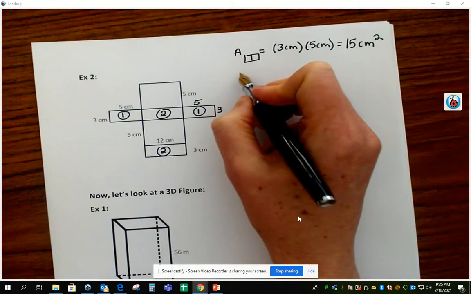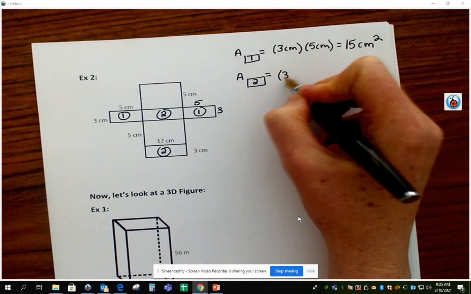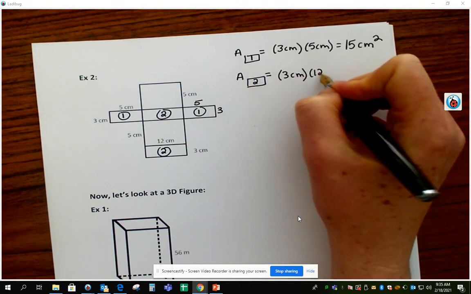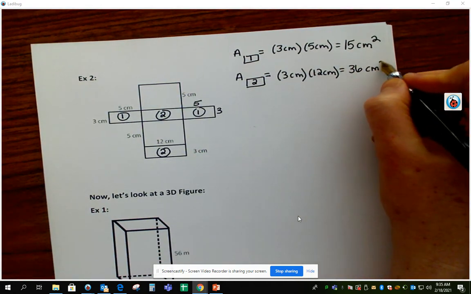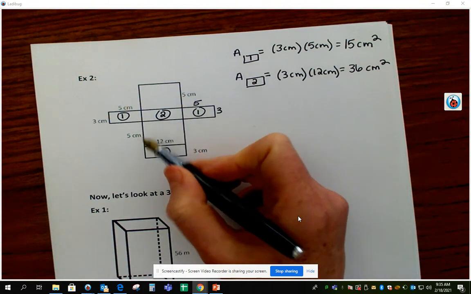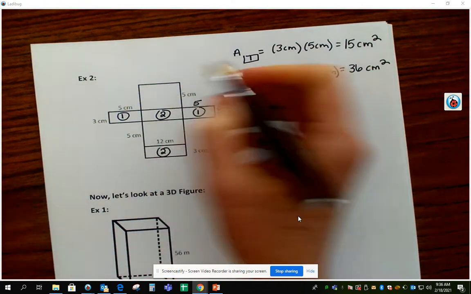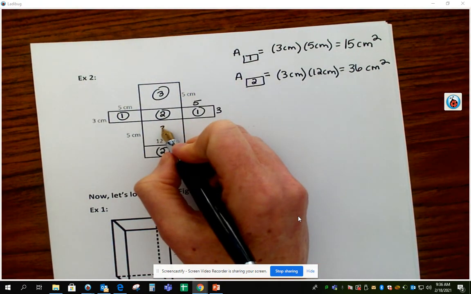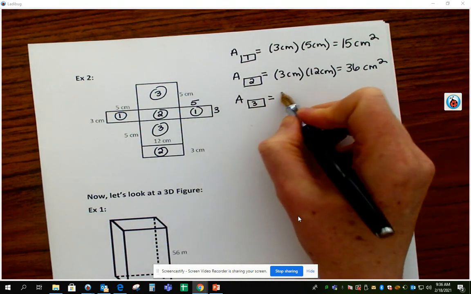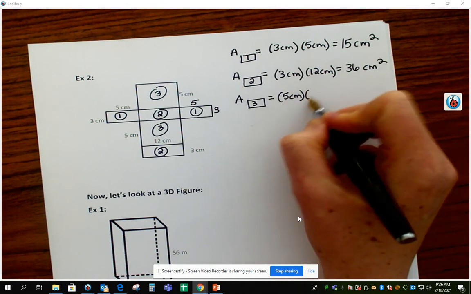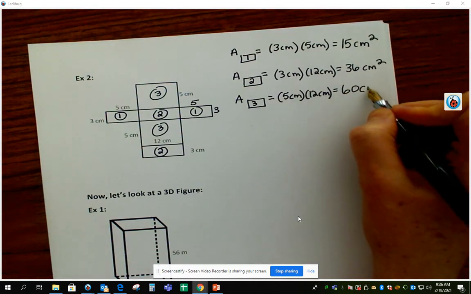Okay, so the area of box 2, that size, is going to be 3 centimeters times 12 centimeters, which is 36 centimeters squared. And then finally I've got these guys, which are also 5 by 12. So these match. The area of the third type of box is 5 centimeters by 12 centimeters. When I multiply those together, I get 60 centimeters squared.